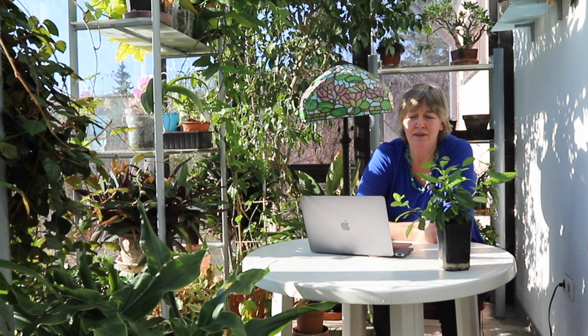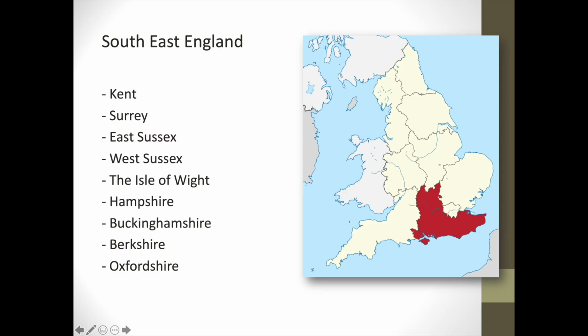And here we have the first list of those southeast England counties: Kent, Surrey, Sussex, divided into east and west, the Isle of Wight, Hampshire, Buckinghamshire, Berkshire and Oxfordshire. So very often they have this element shire, for example, like Hampshire, Buckinghamshire. We'll talk about it in a little moment. Let us now go one by one through each of these counties, perhaps with a few photographs and what these counties can be remembered for.